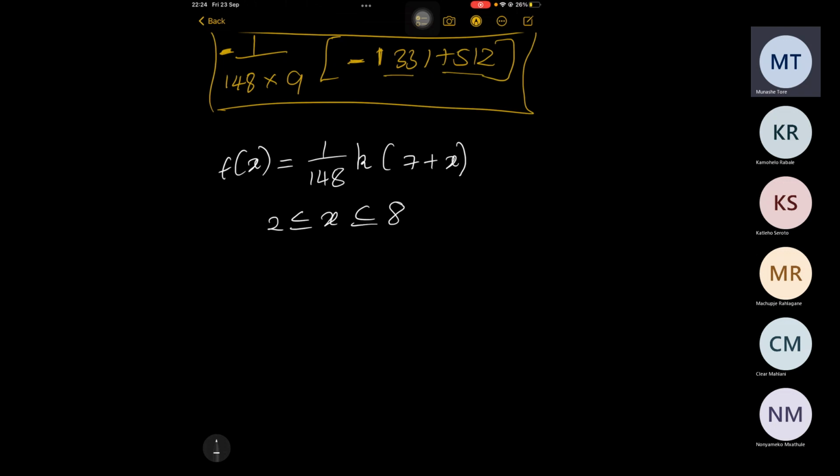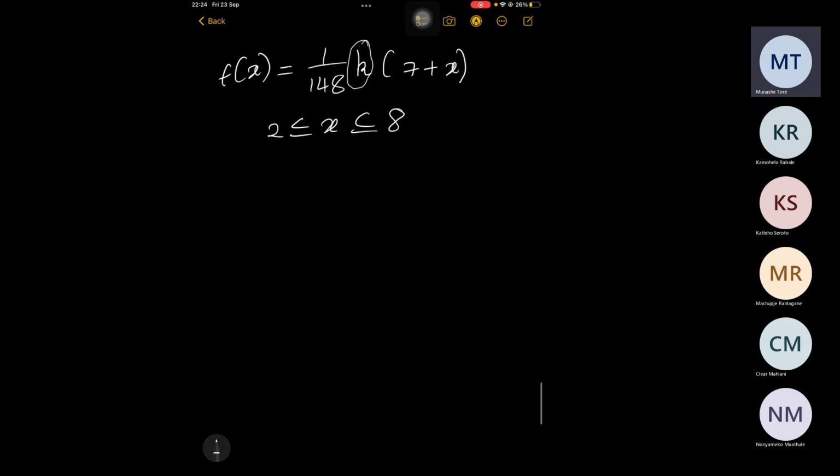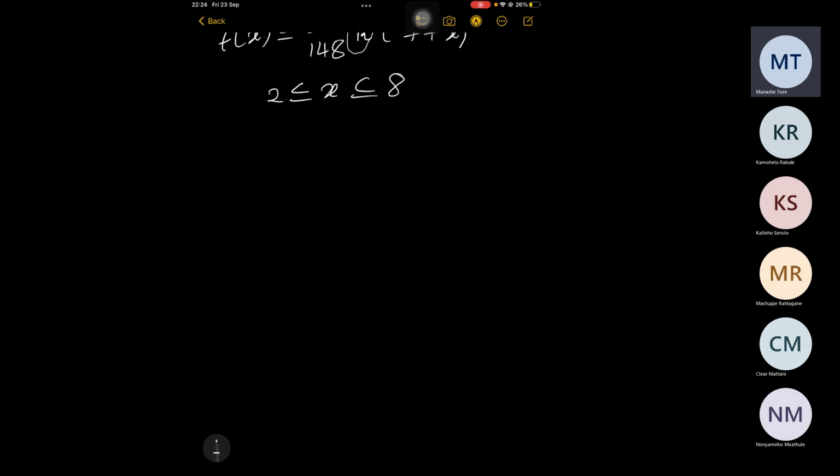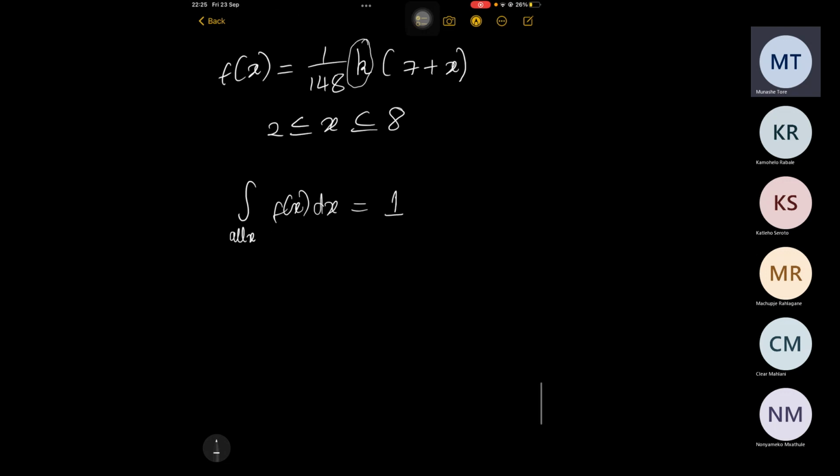But in this sense now, we don't have the value of k. So what you have to do is calculate the value of k first before we dwell into any calculation of some sort. Then the question is, how do you calculate the value of k? You just do what we said we do. It's going to be the integral of f(x) dx, and it's going to be equal to 1. So we said the integral of our function within those limits is going to be equal to 1.